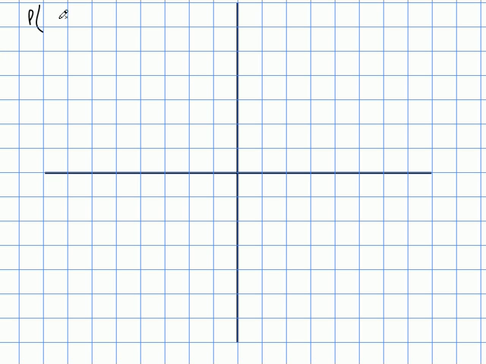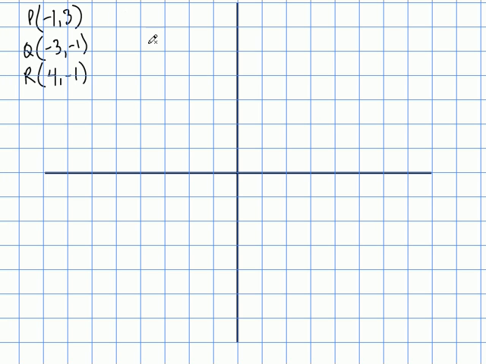So point P is at -1, 3. You should be writing this down. And then point Q is at -3, -1. And then point R is 4, -1. Alright, so they're relatively easy points.